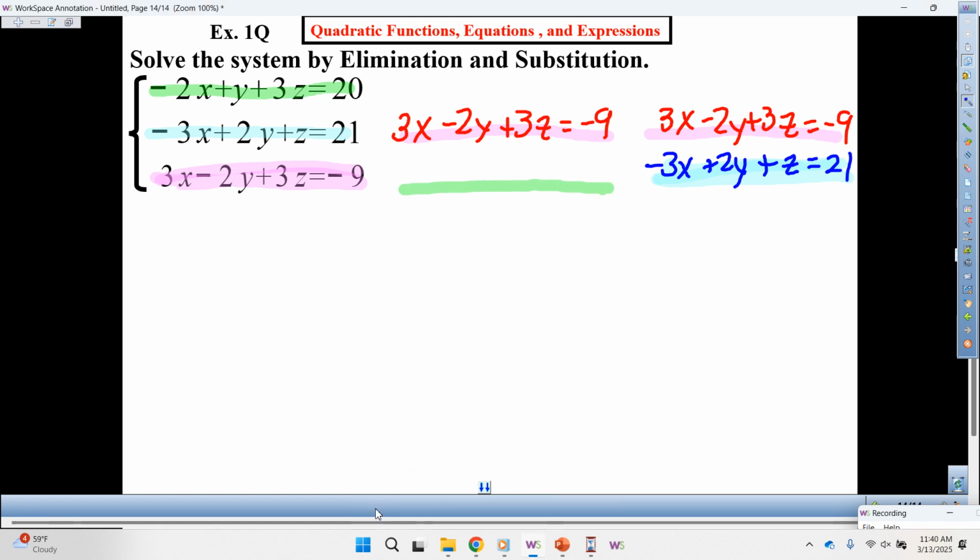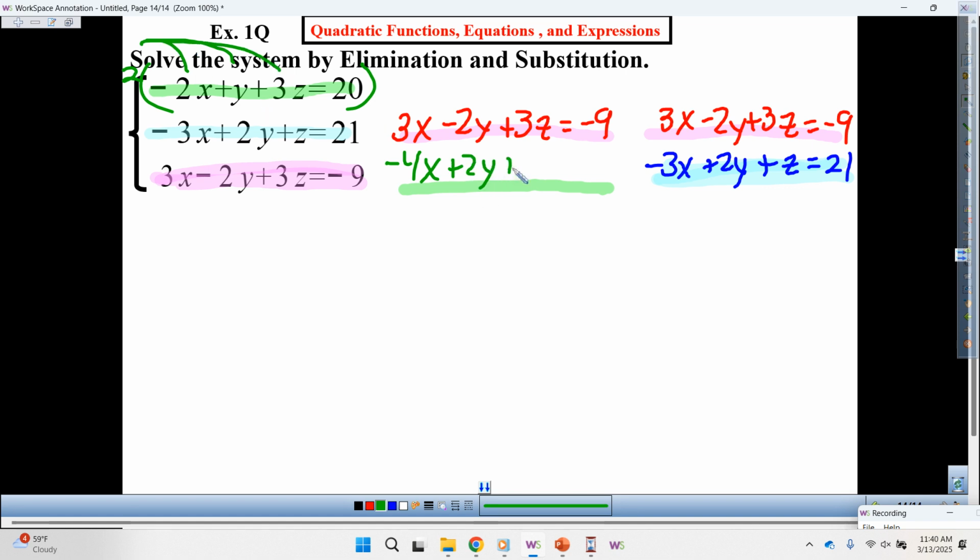However, the green one that goes here, we do need to transform because the y has to be a 2. So we're going to multiply this entire equation times 2. So 2 times that is negative 4x. 2 times y is positive 2y. 2 times 3z is 6z. And 2 times 20, that's 40.